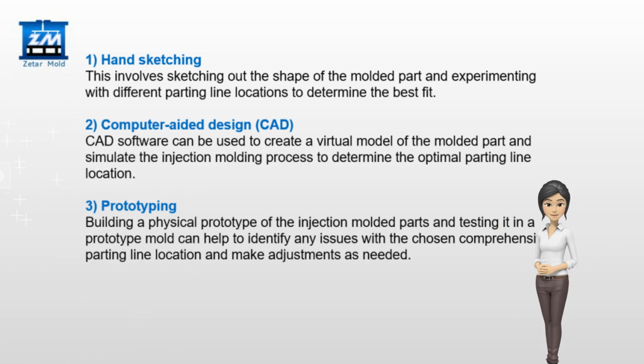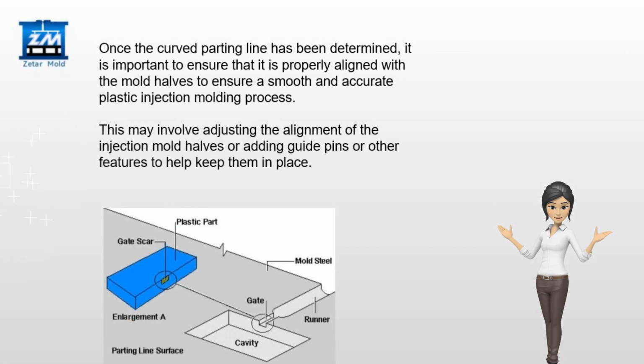3. Prototyping. Building a physical prototype of the injection molded part and testing it in a prototype mold can help to identify any issues with the chosen parting line location and make adjustments as needed. Once the parting line has been determined, it is important to ensure that it is properly aligned with the mold halves to ensure a smooth and accurate injection molding process. This may involve adjusting the alignment of the mold halves, or adding guide pins or other features to help keep them in place.